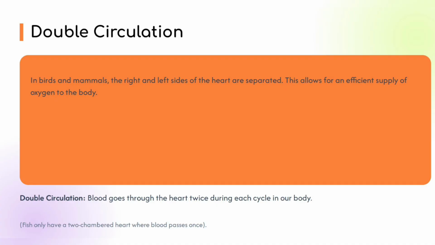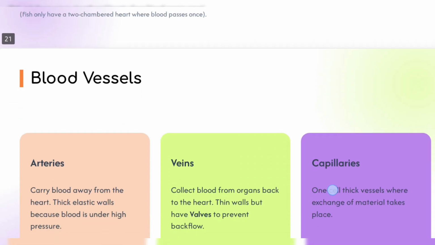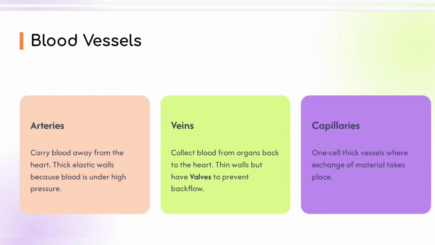In comparison, fish have only a two-chambered heart and a single circulation. Blood passes through the heart only once in a cycle. It is only in fish. Next, we will study blood vessels. There are three types of blood vessels in our body: arteries, veins, and capillaries.